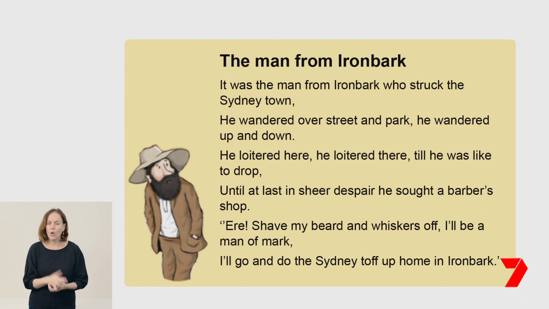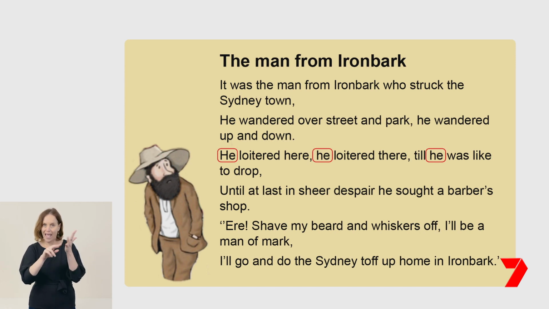After reading the first few stanzas, how has the author used language features to develop the main character, the man from Ironbark? Let's take a closer look. While we do not know the character's name, we do know about their gender and their age. Skim and scan the text to find the answers. That's right. We know our character, the man from Ironbark, is a man because the author has used the pronoun he.